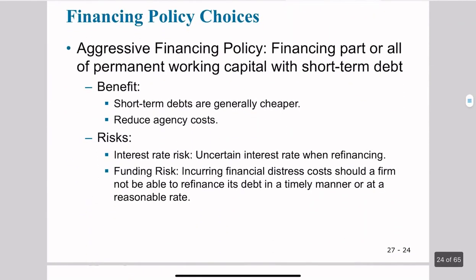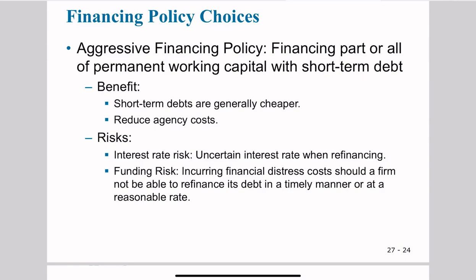Okay, now let's talk about some alternative financing choices. Because we said, well, we could use the matching principle. It's intuitive and it's simple. What about some other variations? We could talk about two kinds of variations. The first is aggressive financing. The second, well, you guessed it, conservative financing.